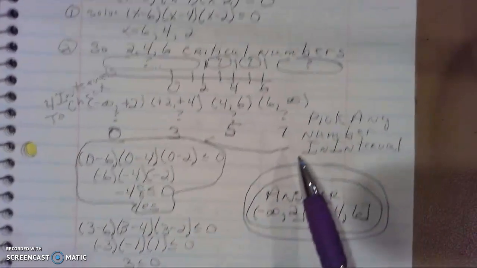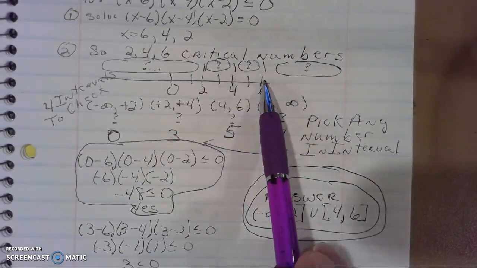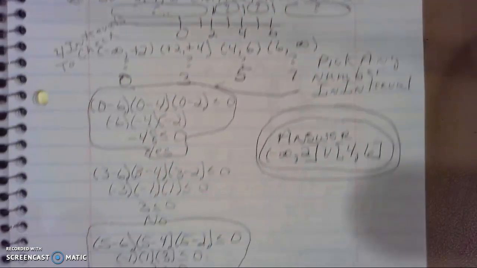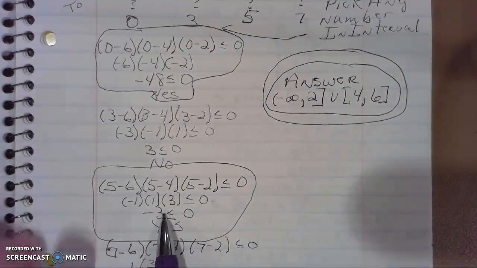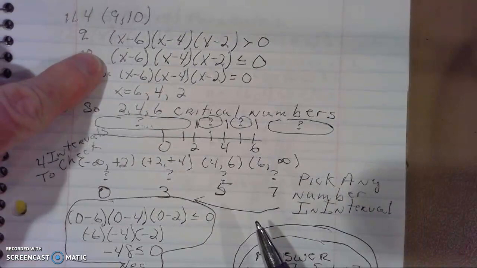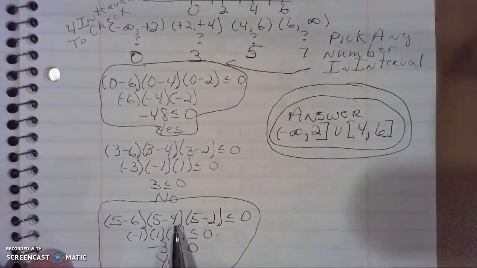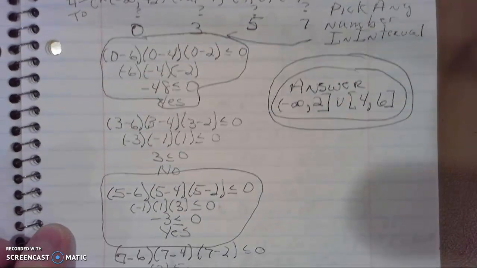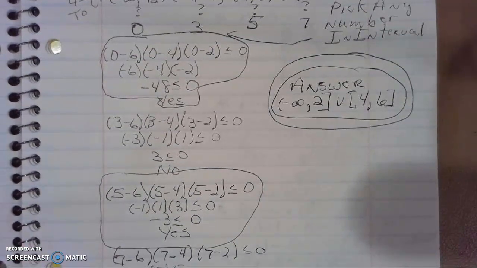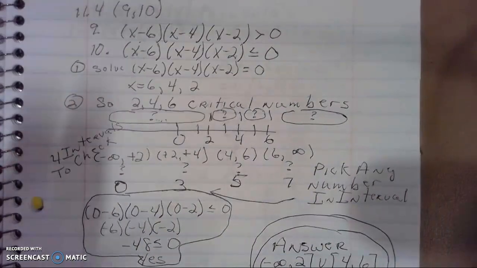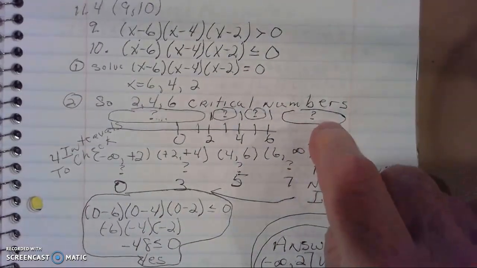Then I go to the third area between 4 and 6. So I try 5. I put 5 into all 3 of these places up here. 5 minus 6, 5 minus 4, 5 minus 2, negative, positive, and positive. So I get a negative answer. Is that less than 0? Yes.